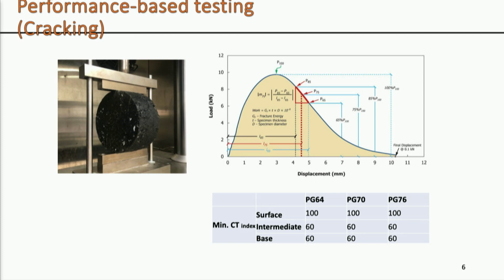So Oklahoma DOT came up with a provisional specification to try on different pilot projects, and from that provisional specification, they suggested 100 for the CT index for any mix that's to be laid on the surface, and 60 for intermediate and base mixes. So if a mix is tested using the ideal CT, and it meets those numbers, then it's good to be used in the pavement.